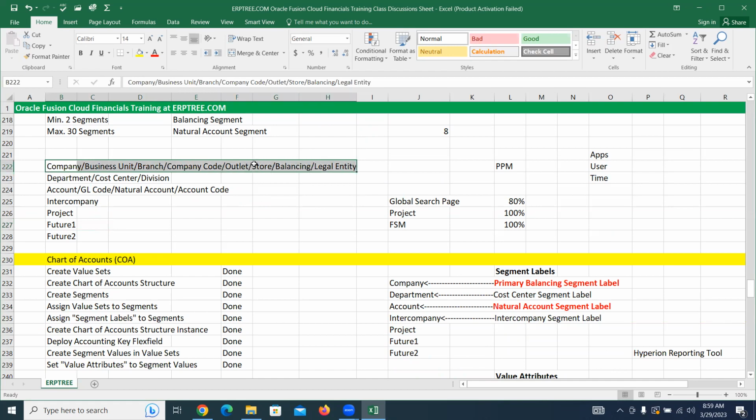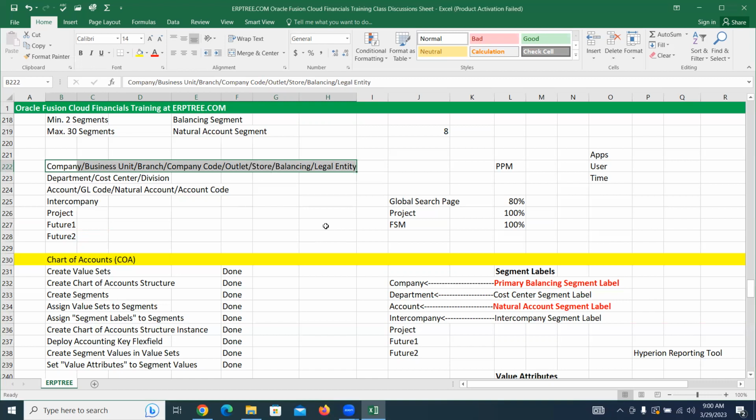So company level, whatever this is all about, I'm talking about balancing segment. These are the possible naming conventions for balancing segment names. Within that, you'll have balancing segment values, meaning you assign the primary balancing segment label to this segment. It will be any one of the names, not all the names. Don't take it that way.